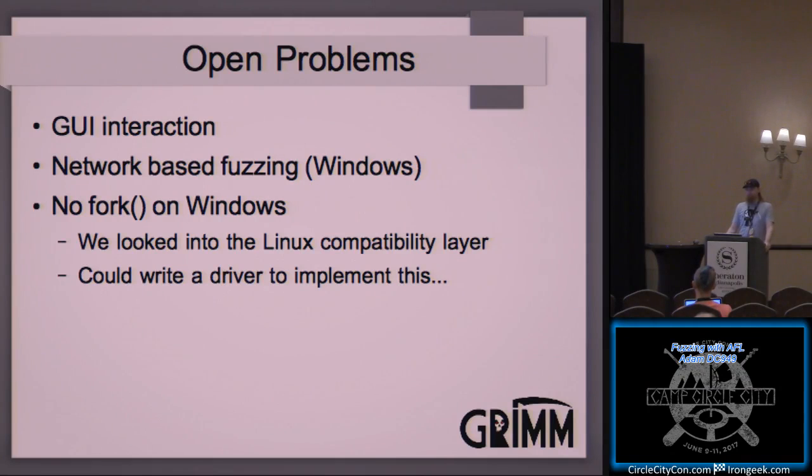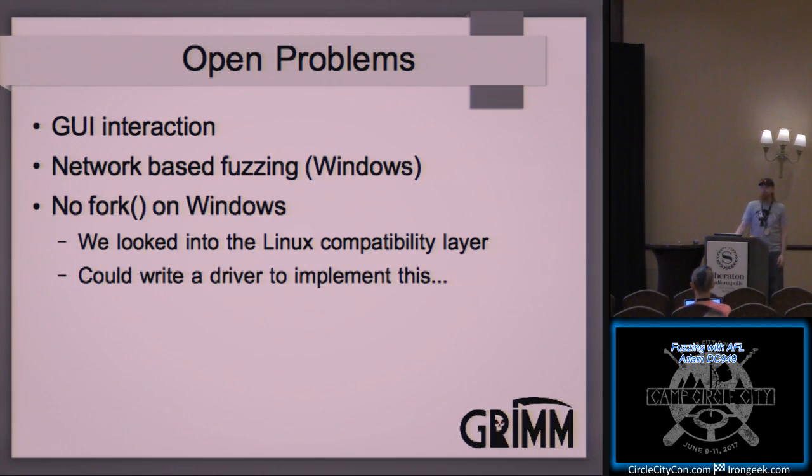Open problems in the fuzzing world. GUI interaction, there's no real good solution for it, and it's kind of an NP-hard problem: when is the app done processing the file? Well, you can use heuristics to kind of get it, but it's not going to be perfect. There is no network-based fuzzing on AFL on Windows. There's no fork on Windows.